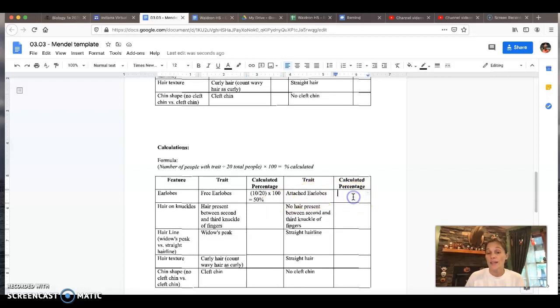Okay, now knowing that, we automatically know the percentage for attached earlobes. If 50% of our people had free earlobes, then automatically 50% of our people had attached earlobes. Okay, so there's your little formula. The number of people with the trait divided by 20 people total times 100 gives you your percentage.